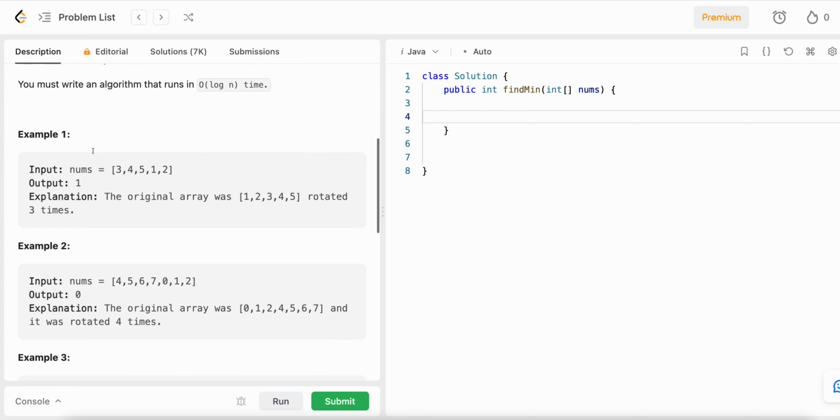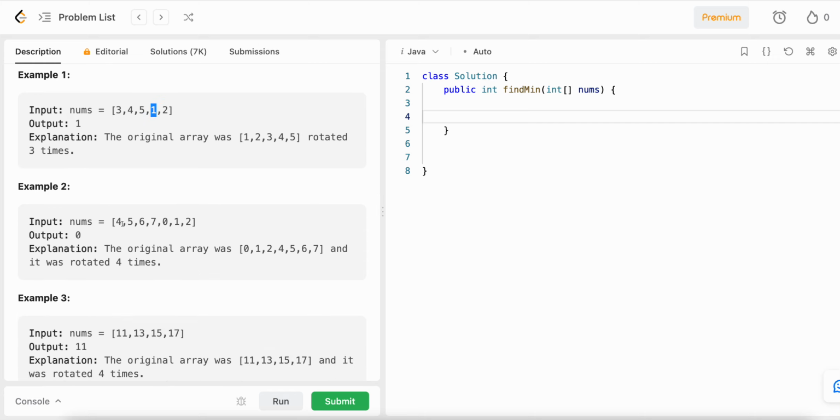So let's understand this example. Given array 3 4 5 1 2, this means it has been rotated 3 times. If you push this array 3 times, 5 will come forward, then 4, and then 3. So 3 4 5 is at one place and 1 2 at one place. Now the output is 1 since the minimum in this is 1.